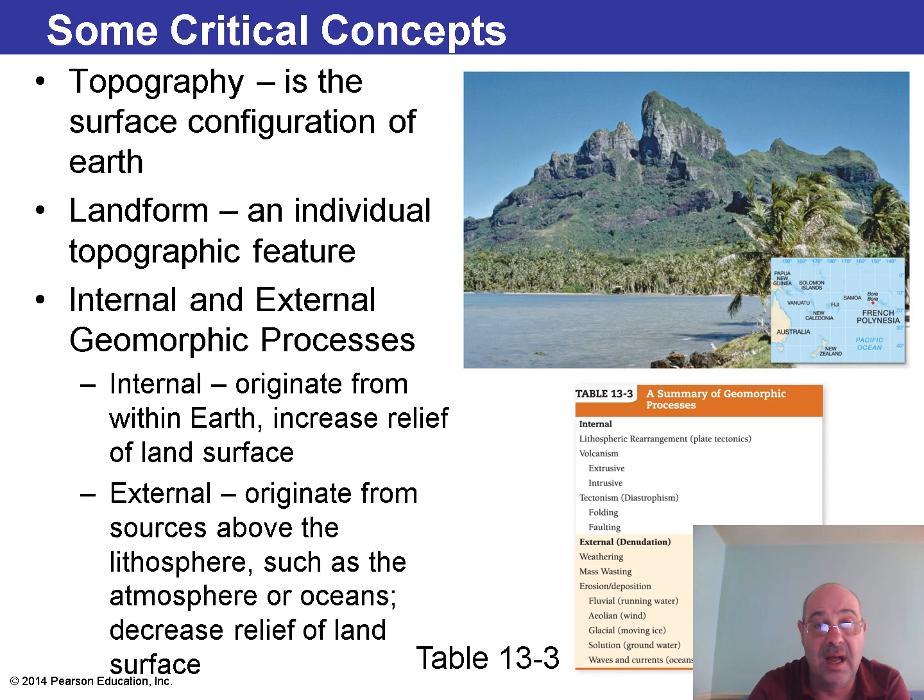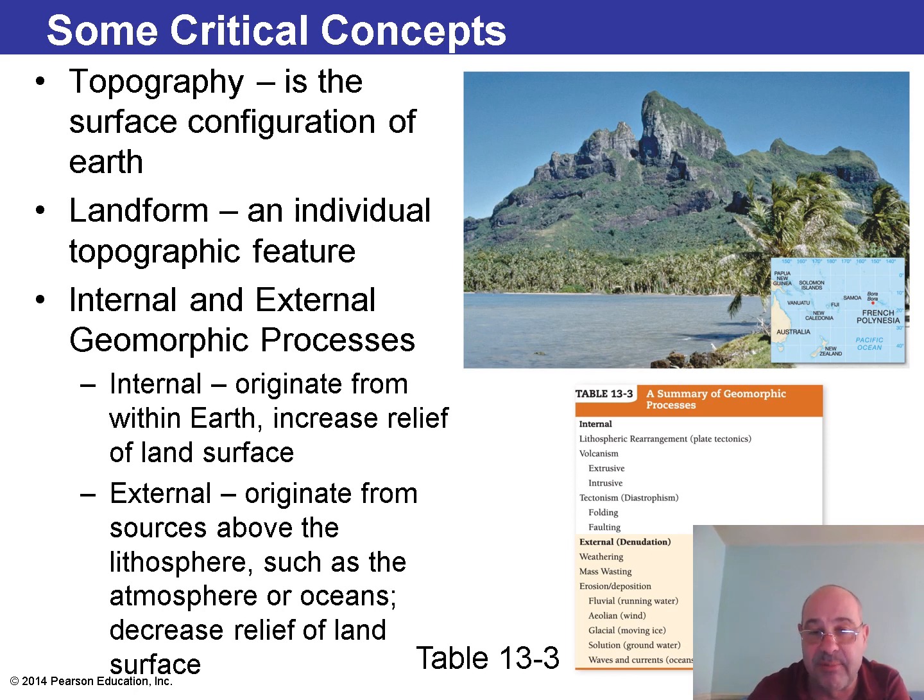Okay. And then we have internal and external processes. So these you do need to know. Geomorphic processes. Internal, originate from within the earth, increase relief of the land surface. Increase through subduction and uplift, which means it builds mountains, okay, and hills. External, originate from sources above the lithosphere, such as the atmosphere or oceans, and decrease.